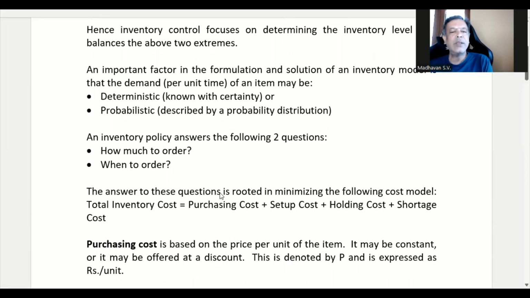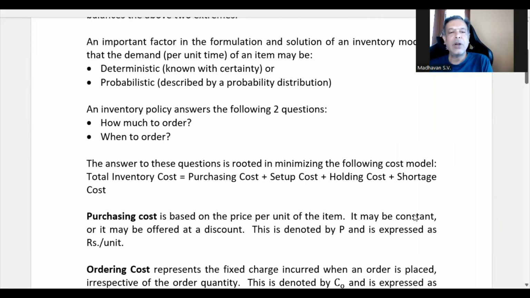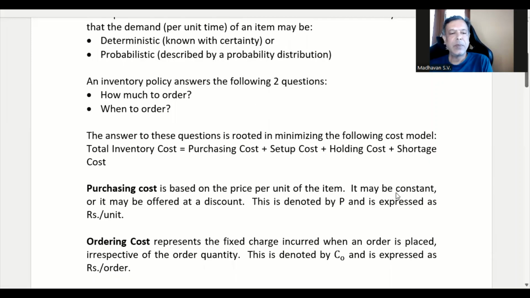The answer to these questions is rooted in minimizing the following cost model, which means total inventory cost will be equal to purchasing cost plus setup cost. You call it a setup cost in case of a manufacturing model, and you call the same thing ordering cost in case of a purchase model. Holding cost, which is nothing but inventory carrying cost, and then shortage cost, whenever shortages are happening and due to which we incur some cost. Now let us see individually what these costs are.